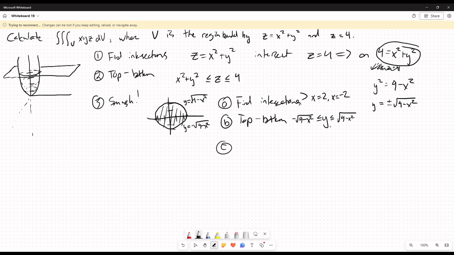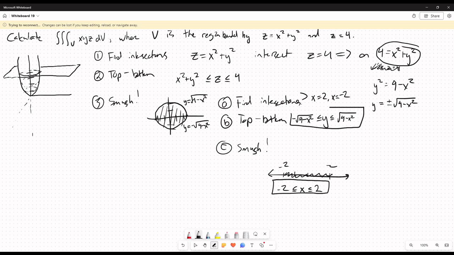And now we're going to smush again. You really don't need to smush here, but we're going to just for the sake of consistency. And now we're really just smushing onto the x-axis. What does this region look like when you smush it onto the x-axis? Well, it's going from negative 2 to positive 2. So we have that x is greater than or equal to negative 2 and less than or equal to positive 2. And now, with these three inequalities, we are ready to go ahead and set up our triple integral.